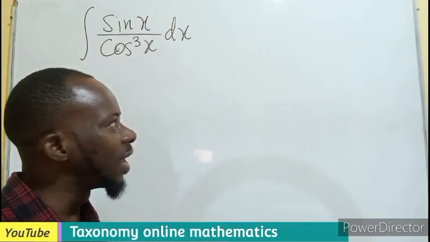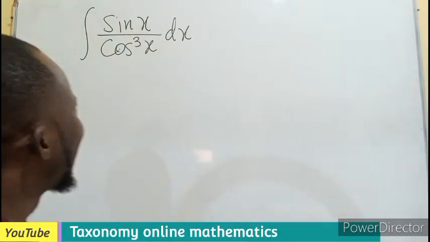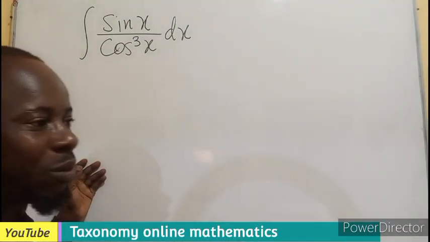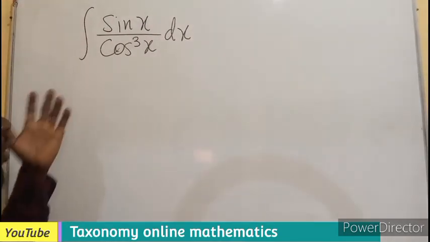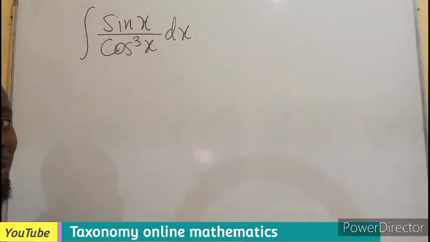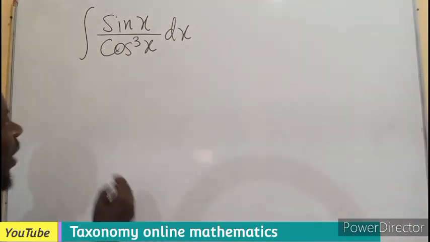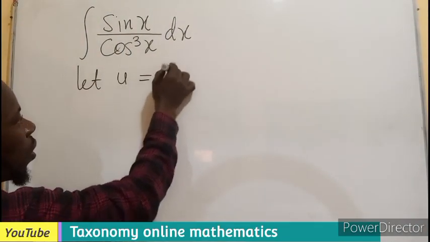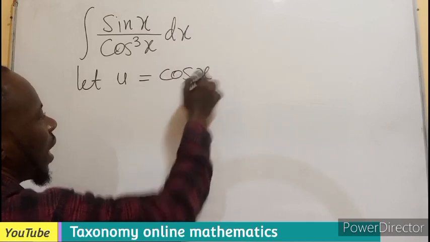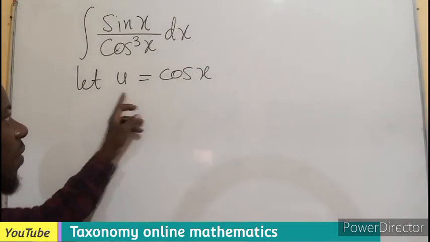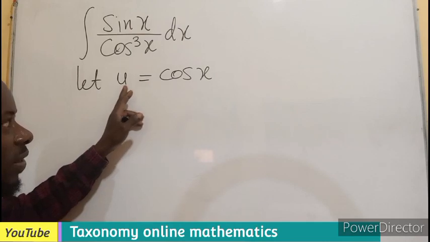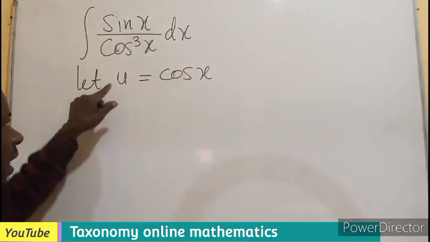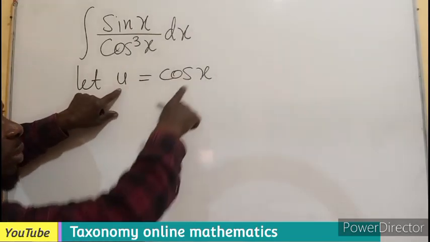Hello viewers, let's integrate this trigonometric fraction. We are going to use substitution. Let u equal cos x. If we have that, we can differentiate u with respect to x.